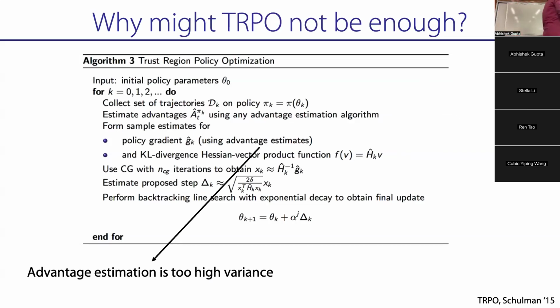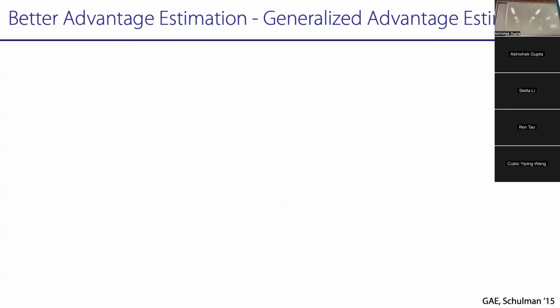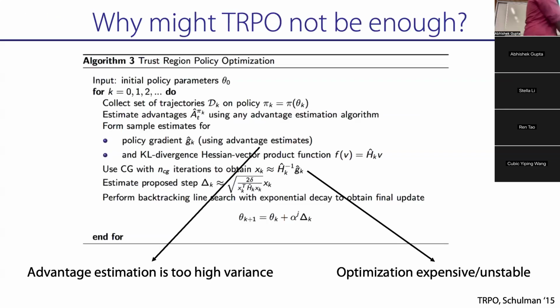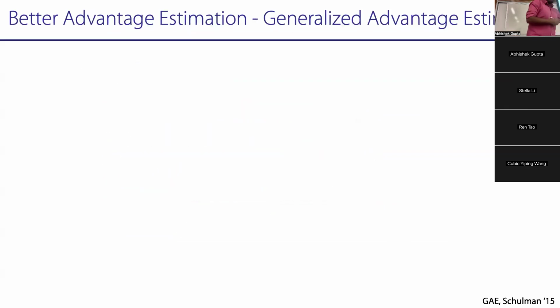Okay. So, the other issue we'll come back to at the end, but let's start with advantage estimation being too high variance. What we've gone from is policy gradient to natural policy gradient to TRPO.